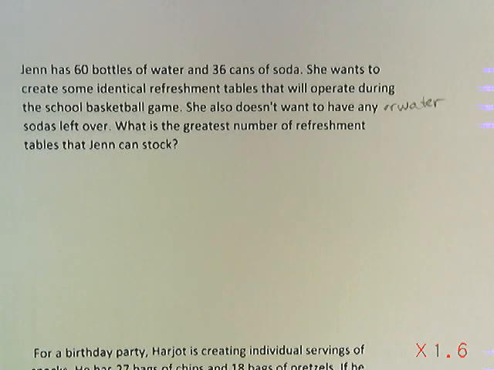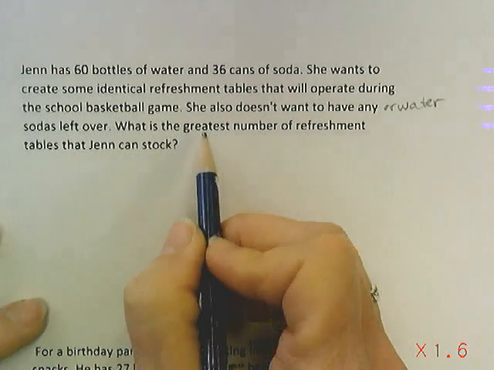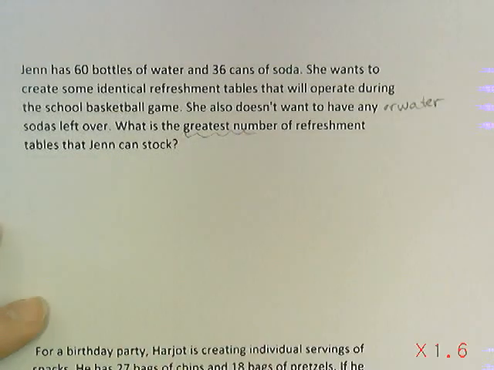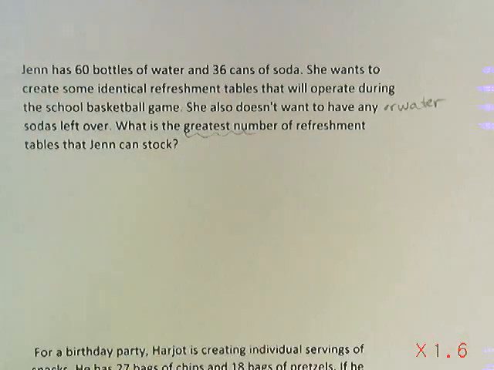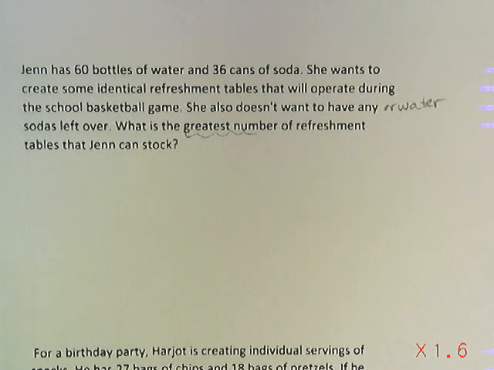So if I'm thinking about this problem, I notice the key word here, greatest number of refreshment tables. So that makes me think I want to split these up into smaller groups. So that means I'm looking for the greatest common factor because factors are always smaller than the original numbers we're given.